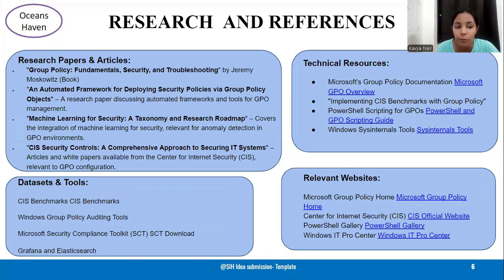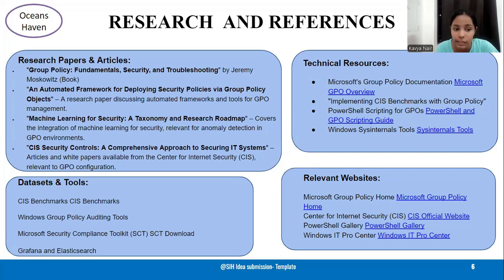As we continue, I want to share some key reference materials that have guided our research and implementation process. As we come to the research papers and articles: Group Policy Fundamentals, Security and Troubleshooting. This book provides a comprehensive overview of group policy fundamentals and security best practices. Research paper: An Automated Framework for Deploying Security Policies via Group Policy Objects. This research paper discusses automated frameworks and tools for efficient GPO management.